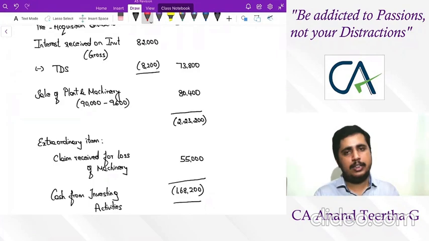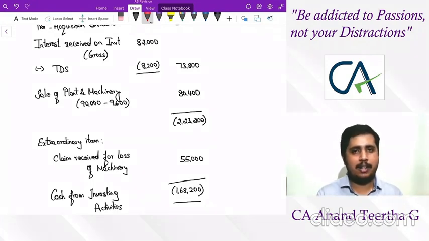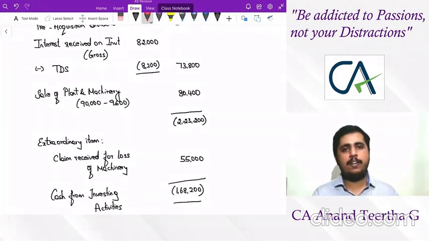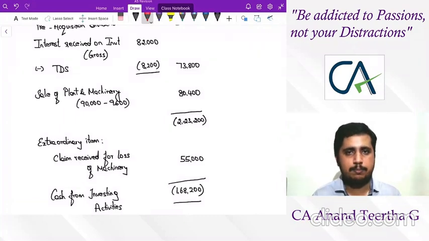So this brings an end to AS3. AS3 is a simple one because the rules and regulations are quite small. AS10 had more rules and regulations, and accordingly we completed both these standards. So I hope everybody understood these two standards altogether.